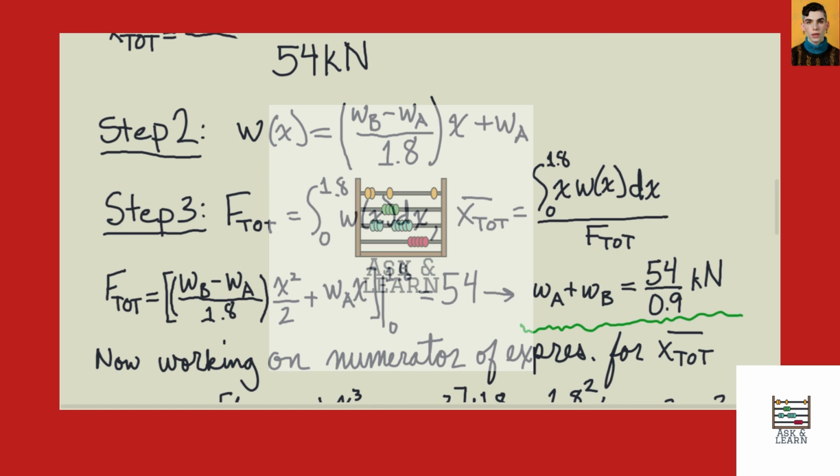After a little bit of algebra, not too bad, this can be simplified to the expression w sub a plus w sub b on the left-hand side over 54 divided by 0.9 kilonewtons. That gives us one equation we can use in our next step to solve for our two parameters w sub a and w sub b.